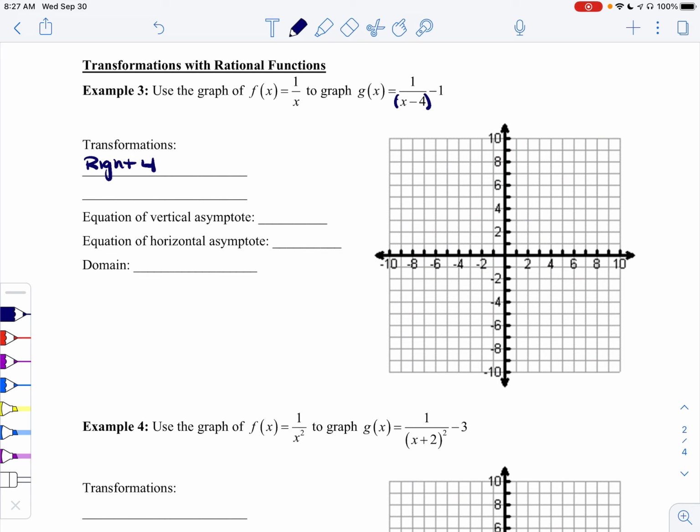If you need to brush up on your transformations, just go back and review that transformations toolkit that I gave you back in the first unit. All right, and then our minus 1 out on the end, since that's outside the parentheses, it's a vertical transformation, and minus 1 always means down 1.